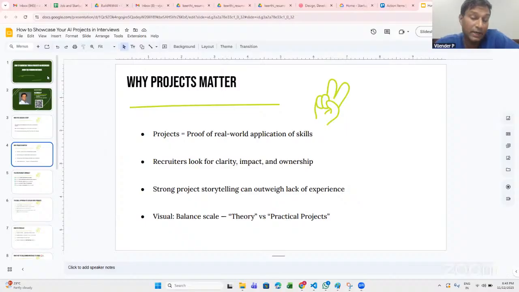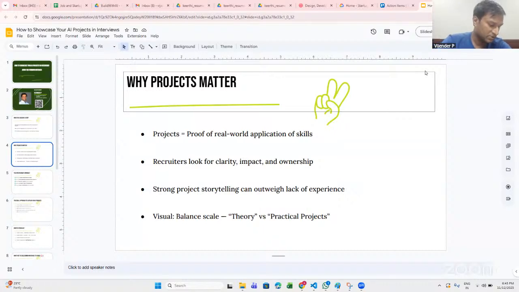Can someone tell me why projects are very important? Maybe you can just unmute. You can keep it interactive, it need not be only me talking. Can someone tell me why projects are important? Anyone? Why are people thinking projects are important? Why is it that earlier projects were not very important, but now they are? Any idea? You can just unmute and speak. That's fine if you want to talk.